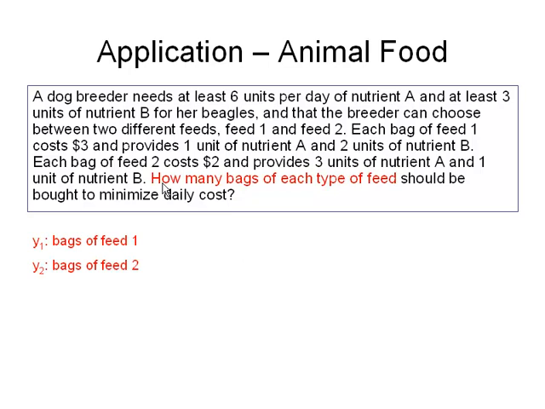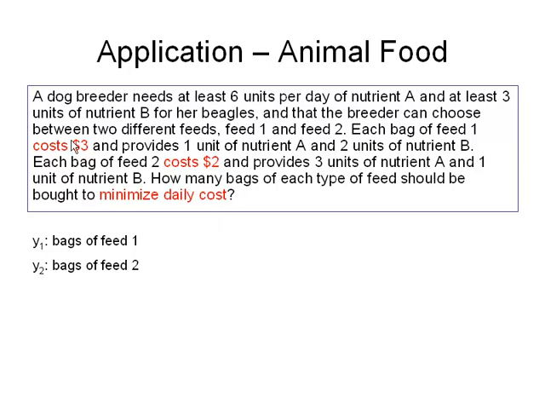The question asks how many bags of each type of feed. So Y1 is bags of feed 1, Y2 is bags of feed 2. I'm using Y1 and Y2 because I noticed that it said minimize here. Now that I have my variables, I can look for the objective function, where it said to minimize the daily cost.